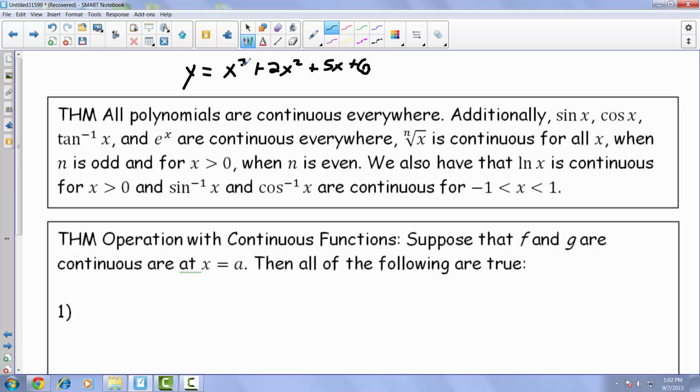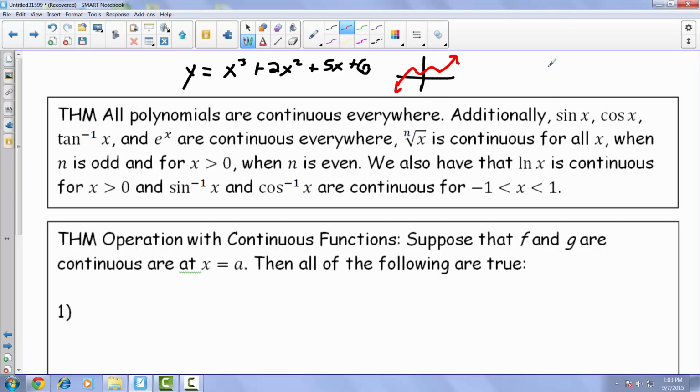The reason why this is continuous everywhere is that there's really nothing that this is being divided by, such that you would end up with an undefined statement or a removable discontinuity. So as a result, all polynomials are going to be continuous everywhere. If you were to graph this, it's just a really rough sketch, but you can see that it just goes on forever and ever, and there are no vertical asymptotes or holes.